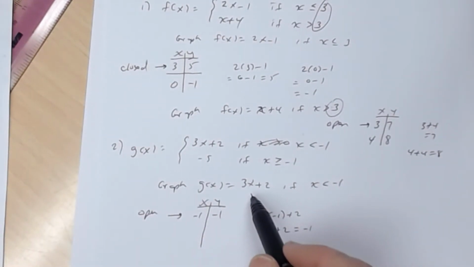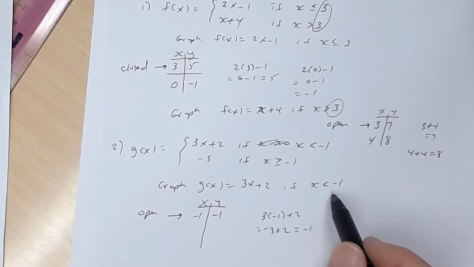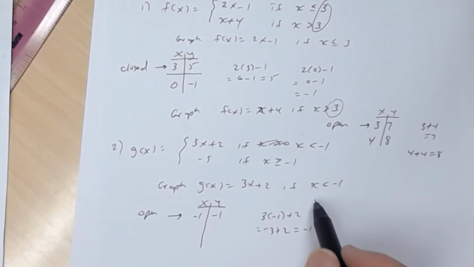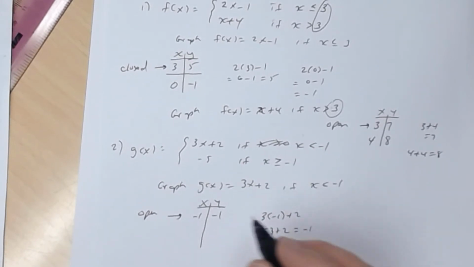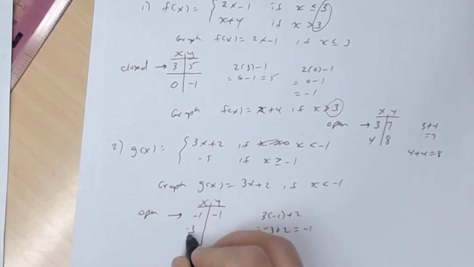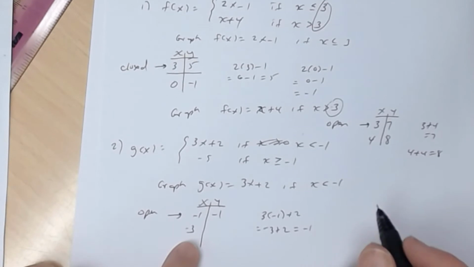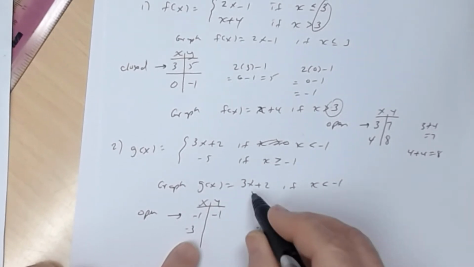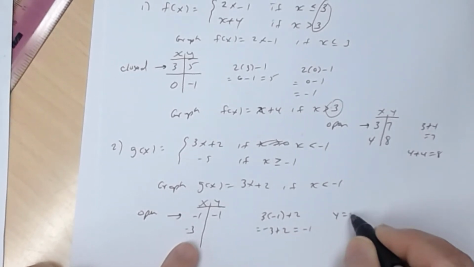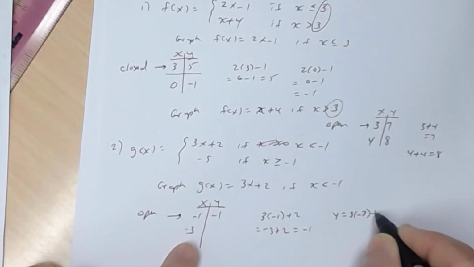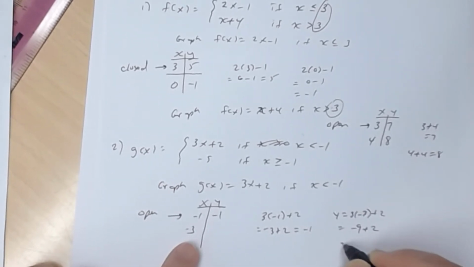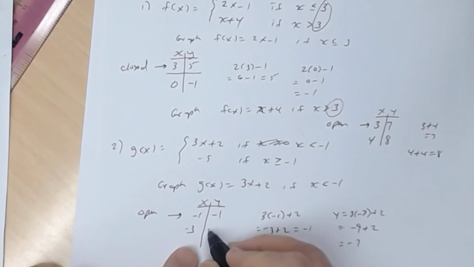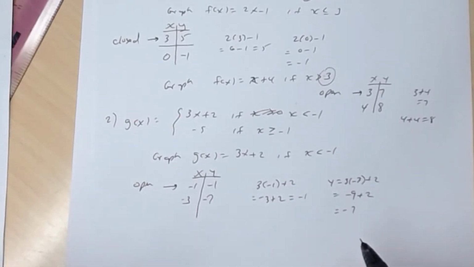Remember, it's going to be a ray. All right, I've got to pick a number that's less than -1 though. So like -2, or -3, whatever you want to do. So let's say -3. So if x is -3, y equals 3 times -3 plus 2. 3 times -3 is -9. -9 plus 2 is -7. All right, so I'm going to plot the point (-3, -7).